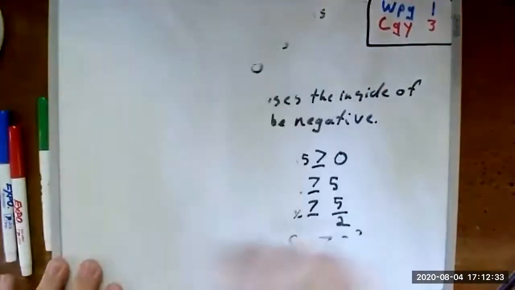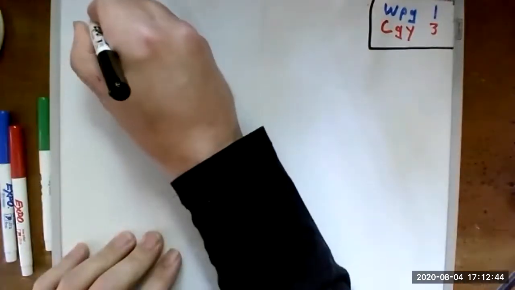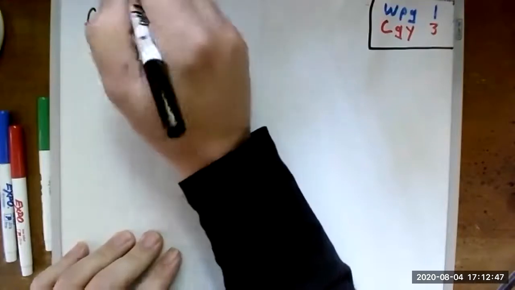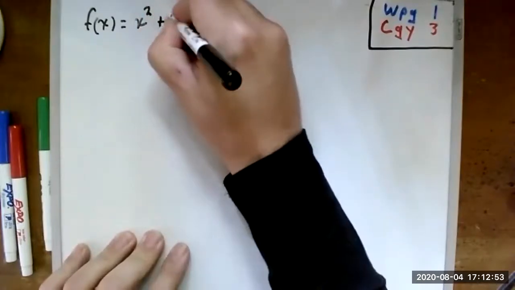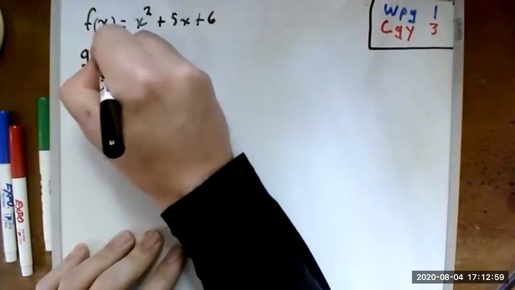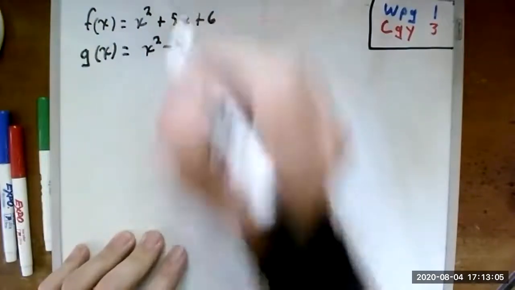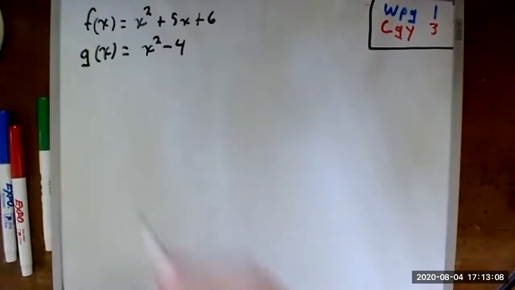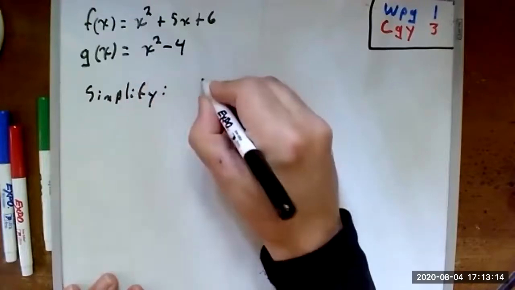Okay, and then just looking at the last couple of examples. We can do operations with these functions. We can carry out something. So if we're given the following pieces of information, we're being told that we have a function f of x, which is equal to x squared plus 5x plus 6, and we're being given g of x, which is equal to x squared minus 4.